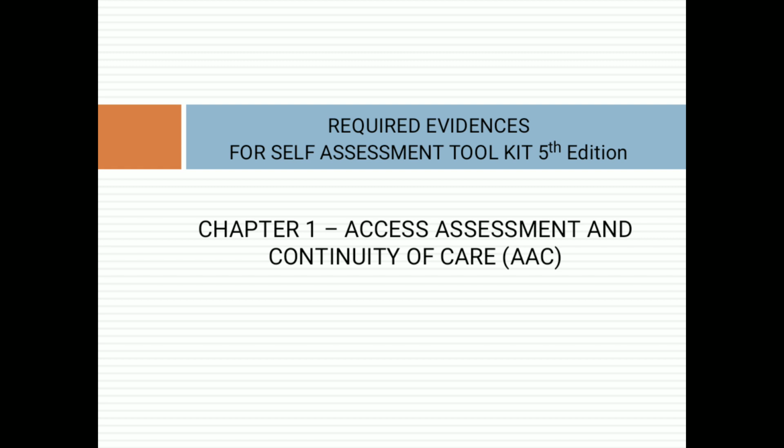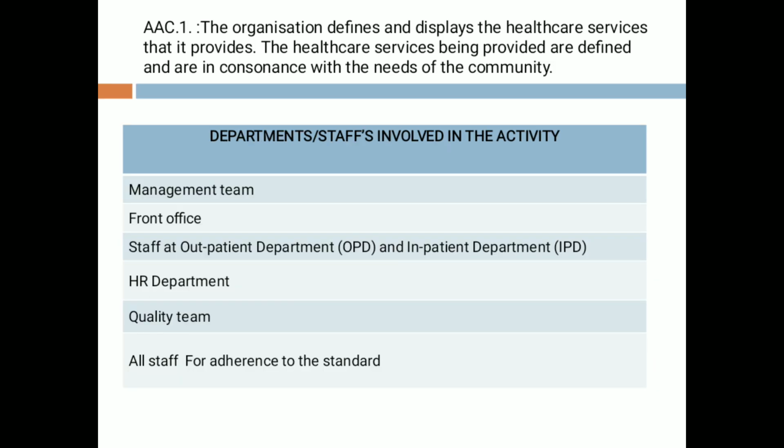Today, we'll discuss the required evidences for the self-assessment toolkit, 5th edition. We'll go through one by one. Chapter 1, AAC, Access, Assessment and Continuity of Care. The members or staff involved in this activity are the management team, front office, staff at outpatient department and inpatient department, HR department, quality team, and all staff for adherence to the standard.